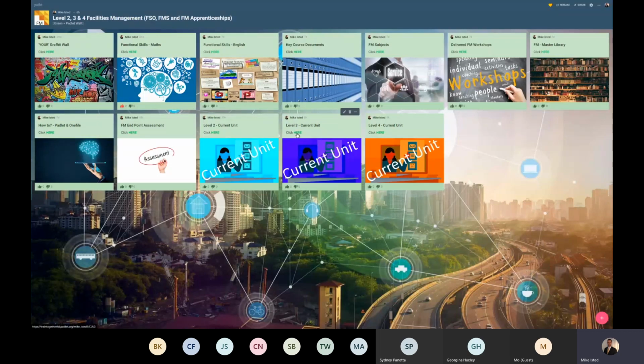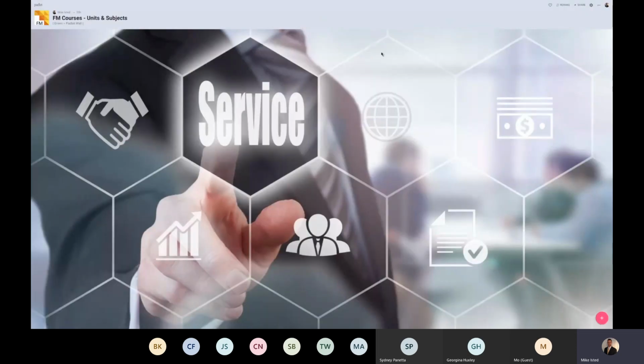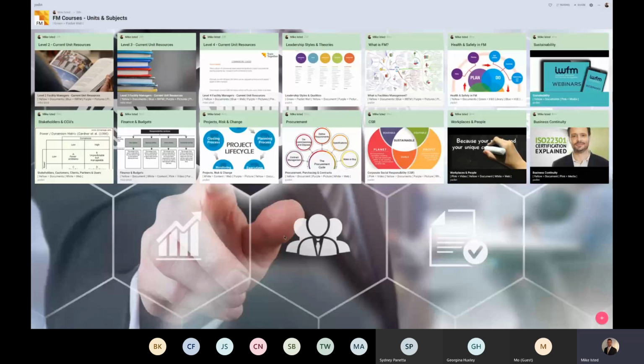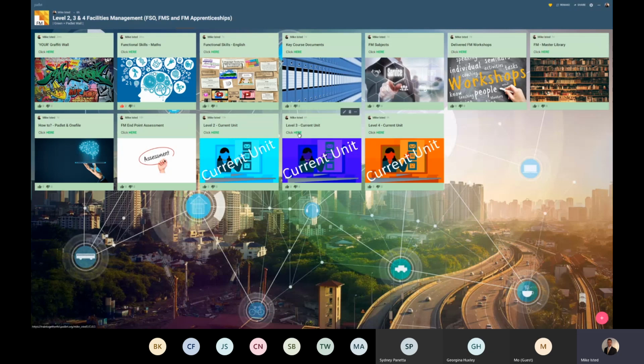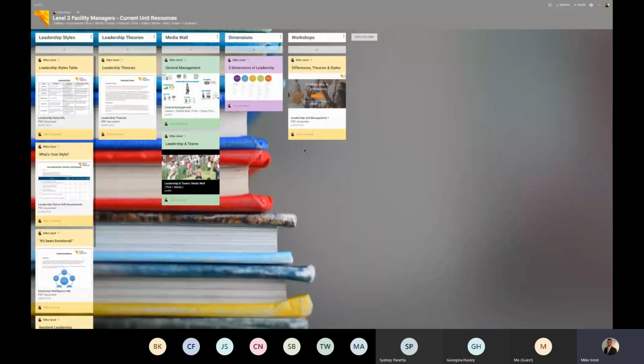Okay, let's have a quick look in the level 3 current unit. Now, clearly this area here has resources in here that is directly relative to the unit that you are now studying, rather than going to the FM subjects area where you see all of the subjects holistically. For example, here is all of the FM units, and you'll notice that even in here, the FM courses, units and subjects, there's a link into the current unit areas. So whether you get to your unit area from here or whether you get to your unit area from here, the bottom line is that it all leads to the same place, and it looks something like this.